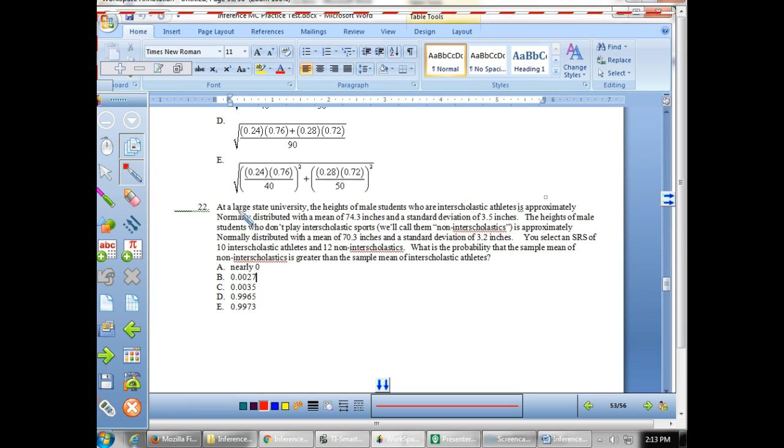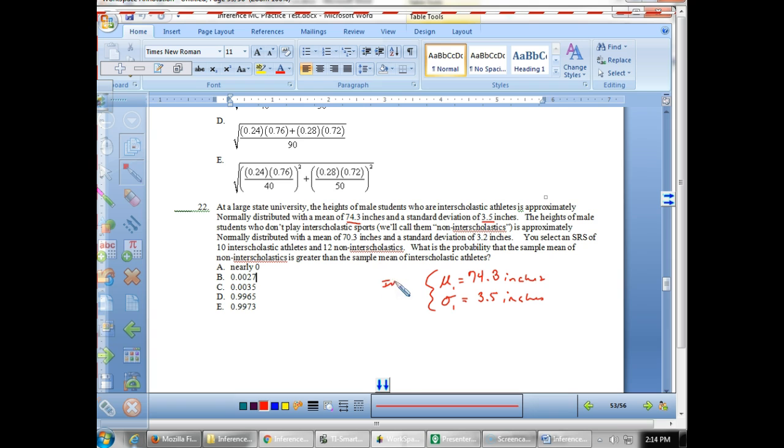So we have a situation at a large state university. The heights of male students who are interscholastic athletes is approximately normally distributed with a mean of 74.3 inches and a standard deviation of 3.5 inches. So we basically have mu sub 1, and I'll let that be the interscholastic. And this is actually the mean of the population. We actually know that. And then the standard deviation of the population is going to be 3.5 inches.